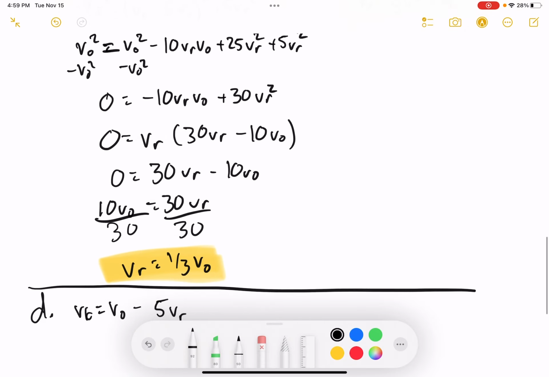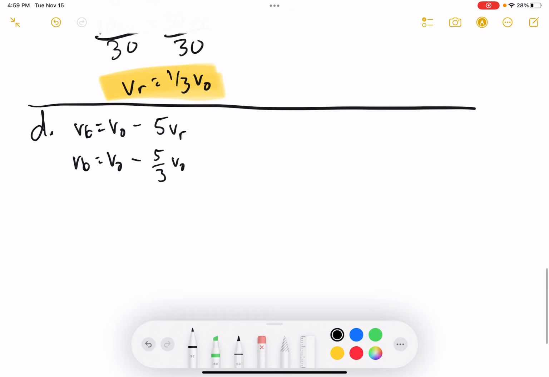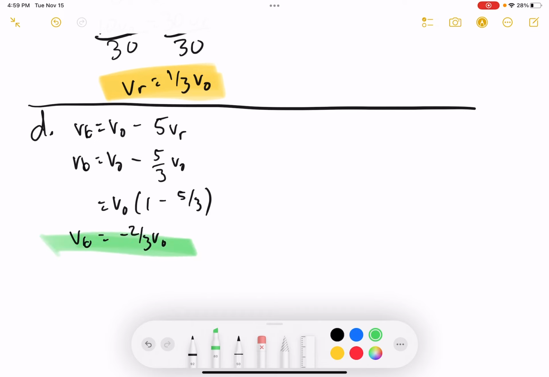Okay, and we know that our velocity of the ramp is just 1/3 V naught, so I have 5/3 V naught is that. So we can go ahead and factor out V naught, so I have 1 minus 5/3, and so that is just negative 2/3 V naught equals VB. Okay, and that would be my final answer for this question.